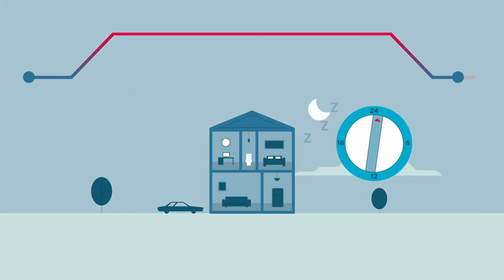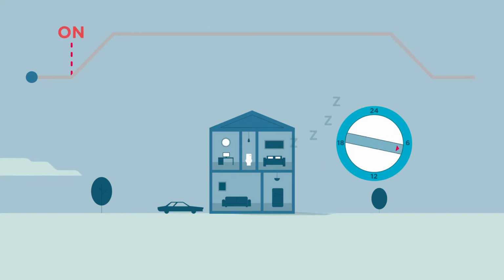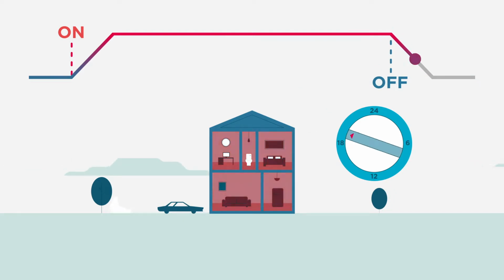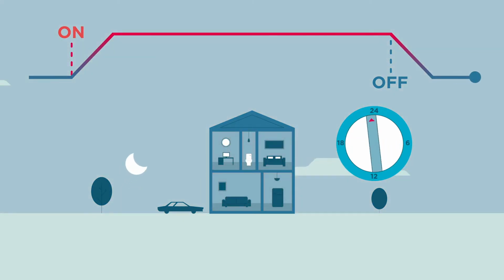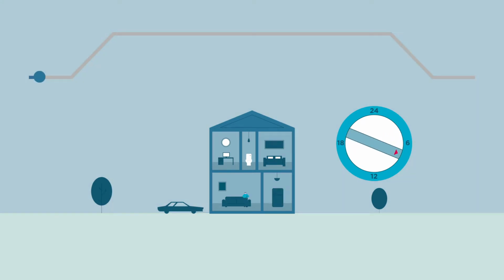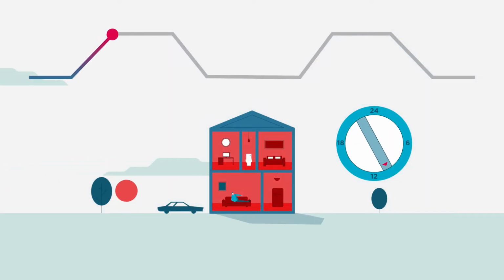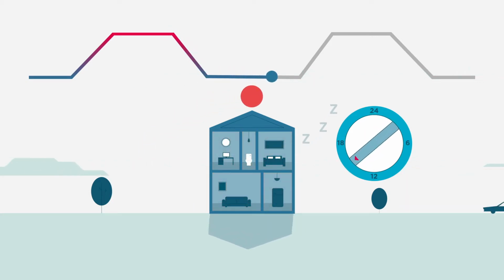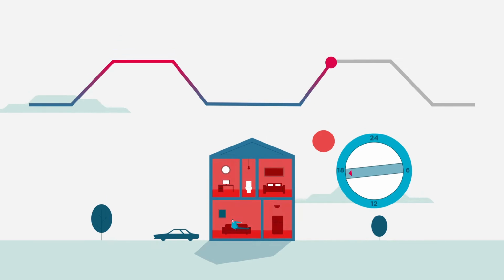You should set the timer so that the heating comes on a bit before you get up in the morning and goes off a bit before you go to bed. This is because it takes the house and the heating system a while to heat up and cool down. If there's no one at home during the day, you should also set the timer to go off before you go out and come on again before you get home.